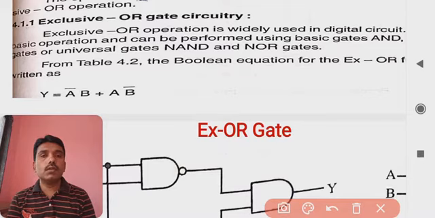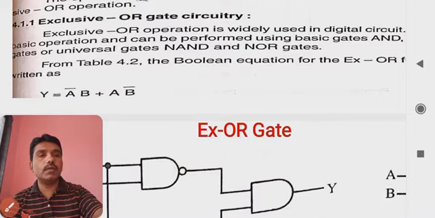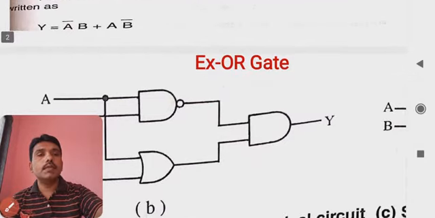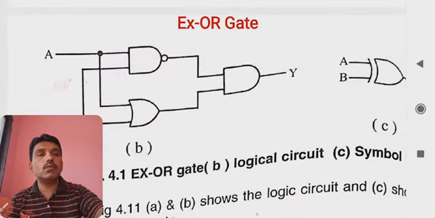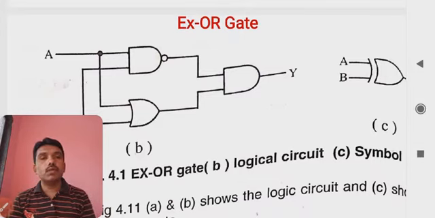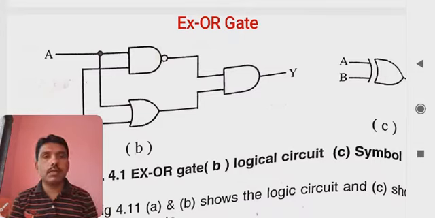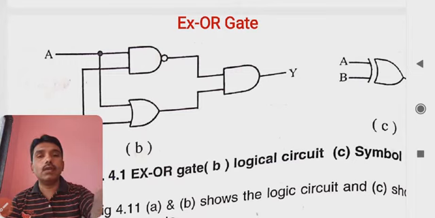So this is the exclusive OR gate, and how it is implemented. If you look at this diagram, it simply shows how it works. This exclusive OR gate is made using three gates, that is one NAND gate, one AND gate, and one OR gate.